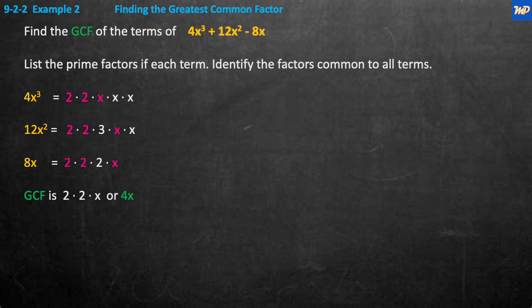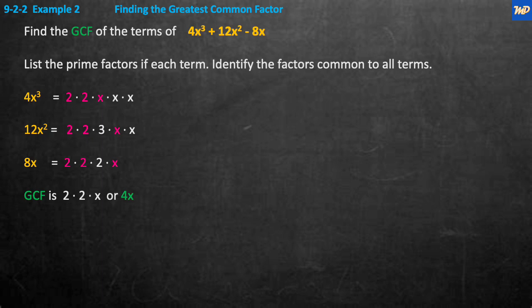Okay, in example 2, finding the greatest common factor. We need to find the greatest common factor so that we can factor out that common factor from the trinomial or binomial or whatever, and we'll show you how that's going to happen. First, we're going to list the factors of each term, identify the factors common, and then identify the factors common to all the terms. So what does that mean?